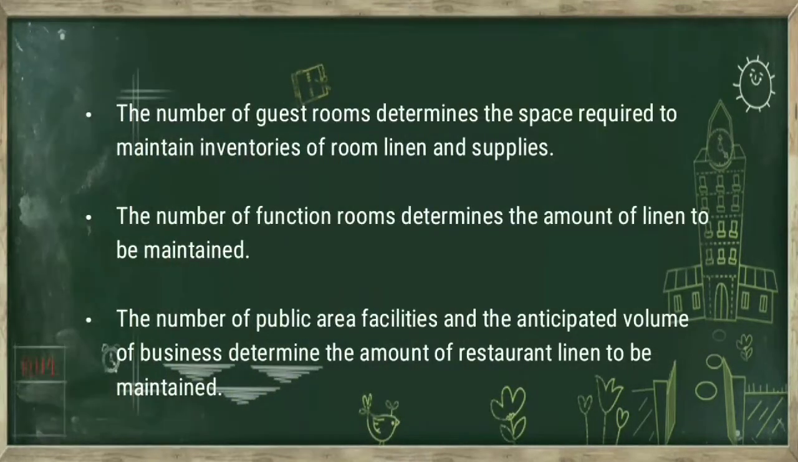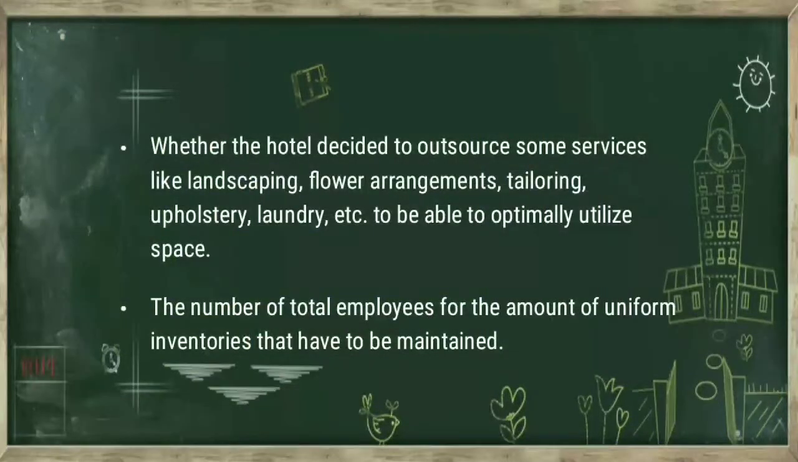First, the number of guest rooms determines the space required to maintain inventories of room linen and supplies. The number of function rooms determines the amount of linen to be maintained. The number of public area facilities and anticipated volume of business determine the amount of restaurant linen to be maintained. And whether the hotel decided to outsource some services like landscaping, flower arrangement, tailoring, upholstery, laundry, etc., determines how to optimally utilize the space. The number of total employees determines the amount of uniform inventories that have to be maintained.